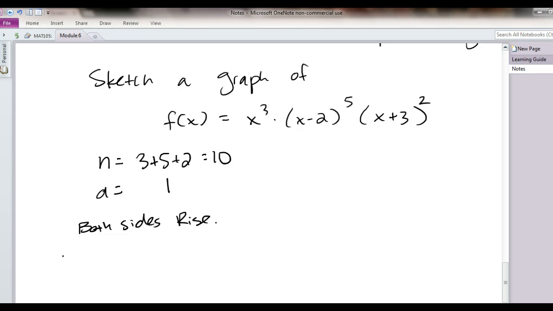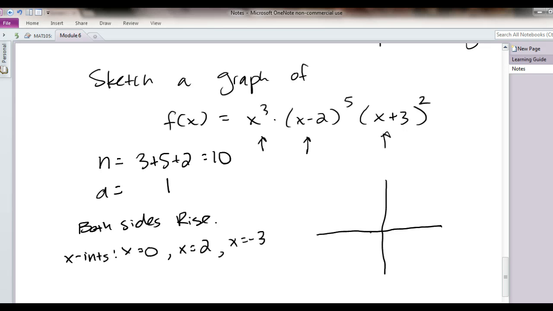Then we have 3 x-intercepts. X equals 0 from the first one. X equals 2 from the second one. And x equals minus 3 from the third one. So our quick graph will have 3 places where it hits the x-axis: 0, 2, and minus 3. And what's going to happen at each one of them? At x equals 0, that's odd power, so it's going to pass through. X equals 2, it's odd, so it's also going to pass through there. And then x equals minus 3, it's even, so it's going to bounce.